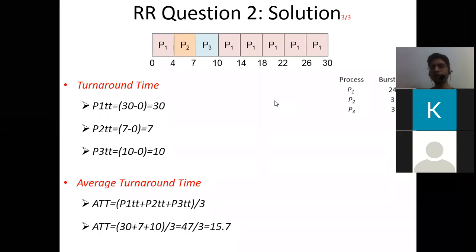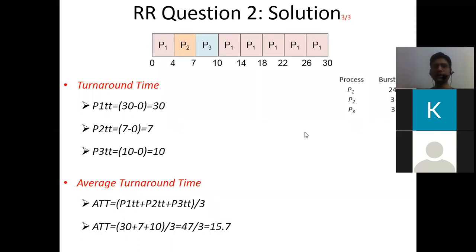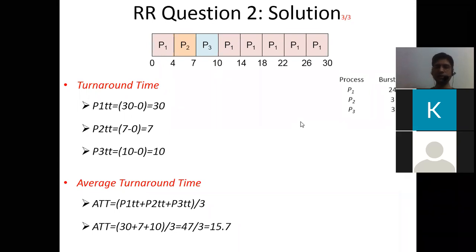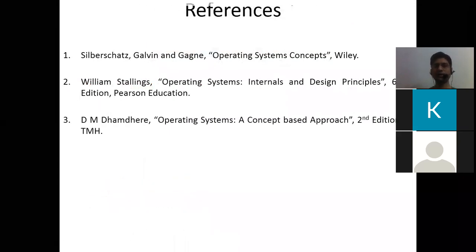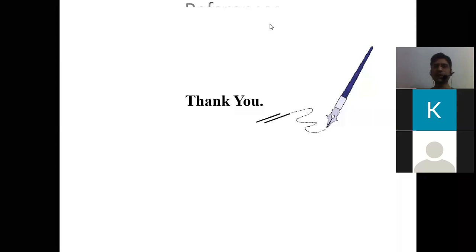So we are good with first come first serve CPU scheduling and then round robin CPU scheduling. In next classes, no issue Krishna, we will study some more CPU scheduling algorithms. And so we are done with today's class. Please take some questions from the book on FCFS and round robin scheduling and try to solve those questions.